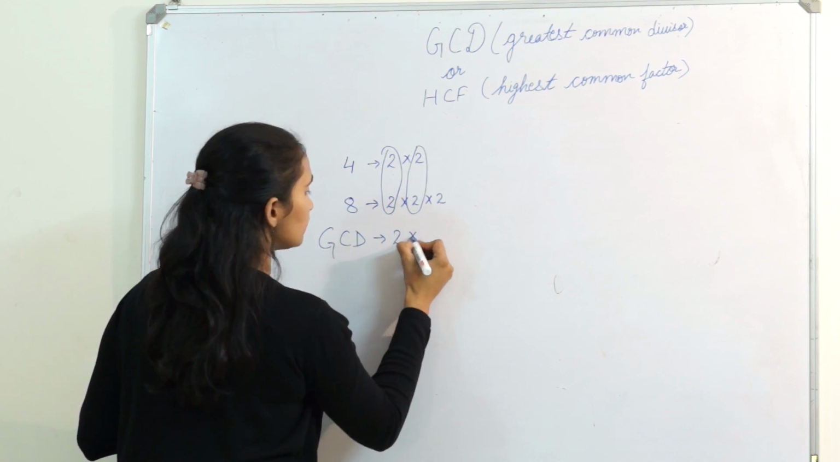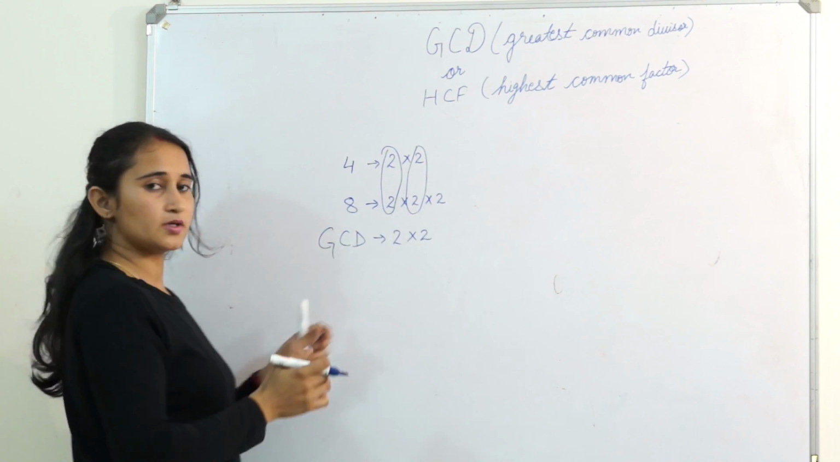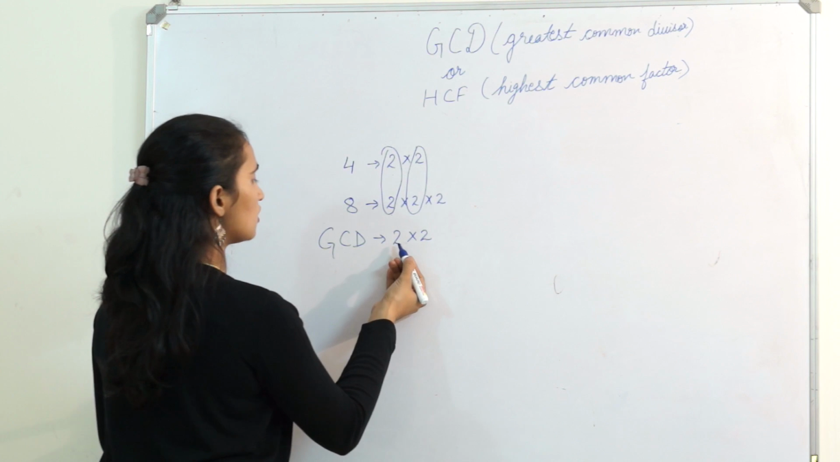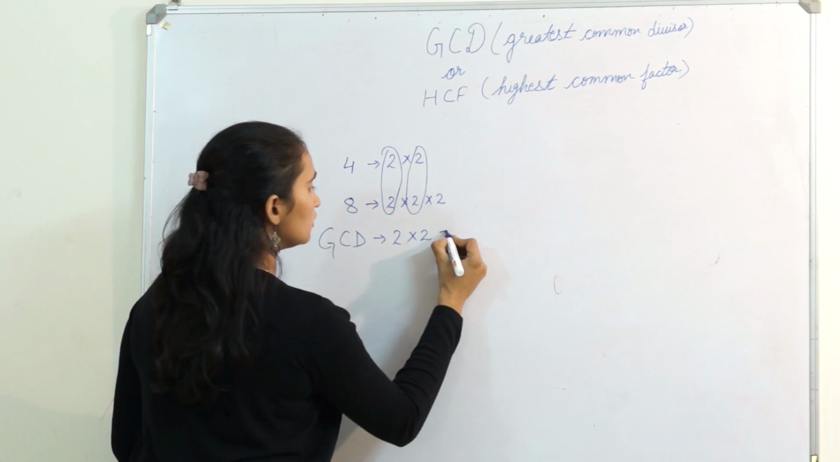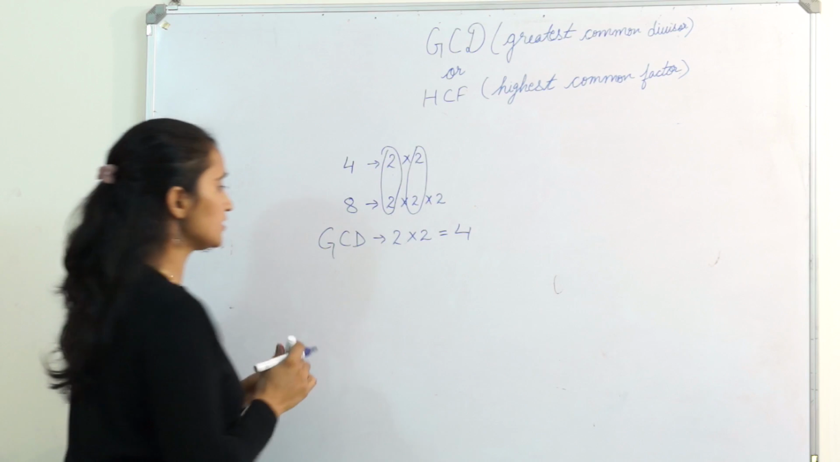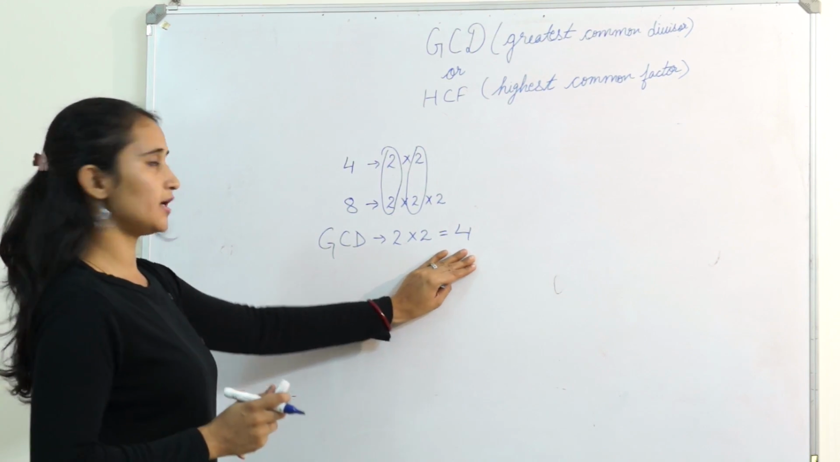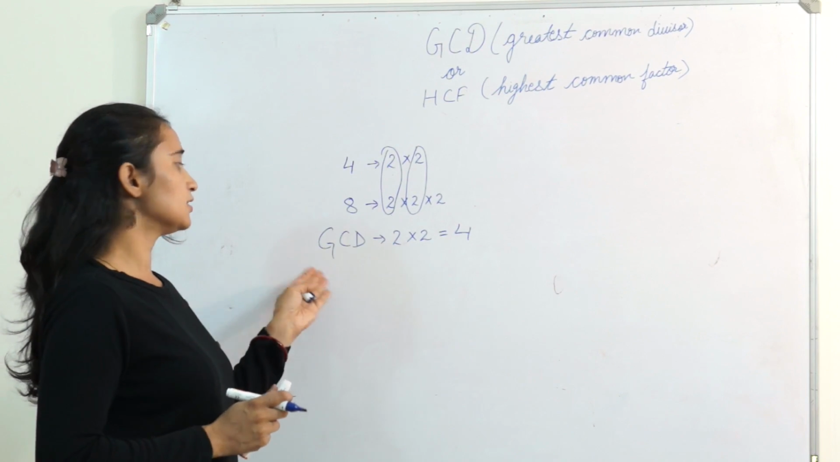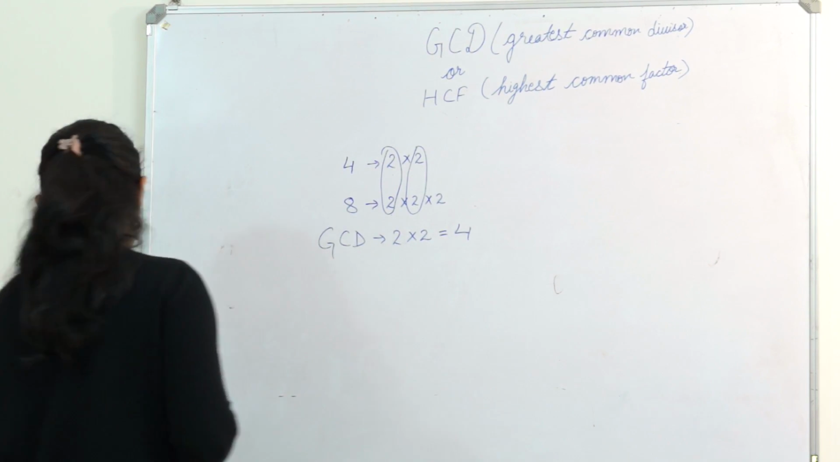But the rule is we have to multiply all the numbers that are common in both the numbers. So here 2 is common 2 times. So 2 into 2, 4. So I can say 4 can divide 4 as well as 8. This is how we find the GCD. Let's take 2-digit numbers.